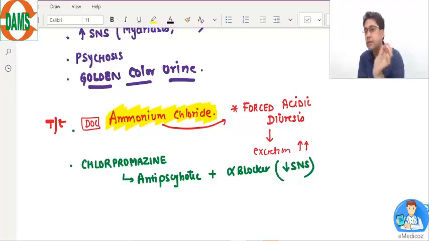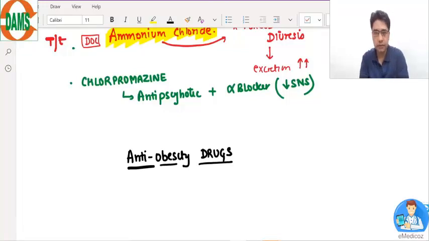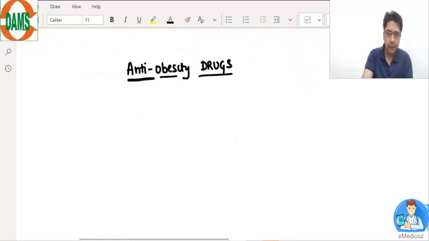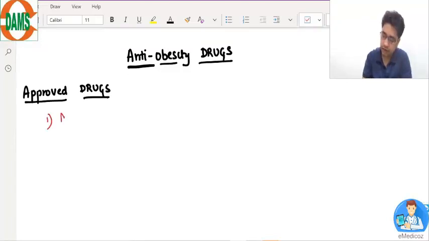Now before going to the third drug, tyramine, I want to give you the list of anti-obesity drugs. Let's write the list of anti-obesity drugs. First you will write approved drugs. After that, I will be telling you certain drugs have been banned. The first approved drug you will write is mefentermine.